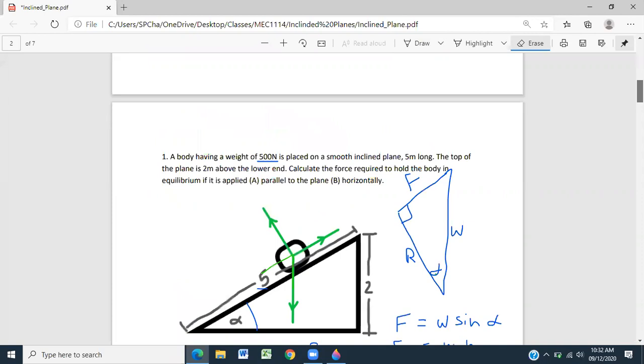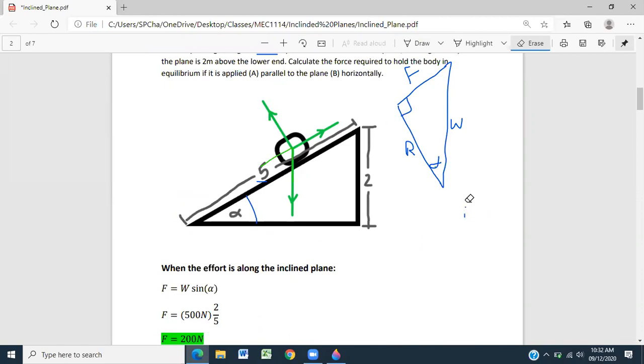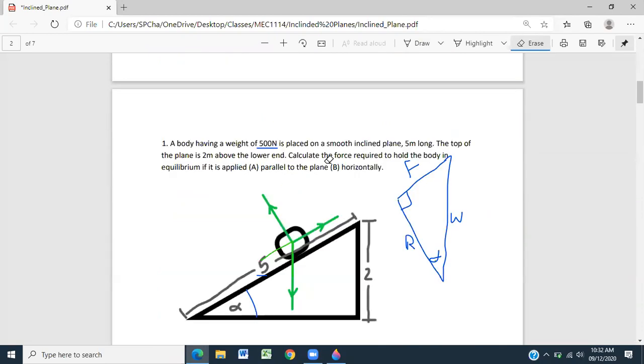And let's work the question. A body having a weight of 500 newtons is placed on a smooth inclined plane, 5 meters long. The top of the plane is 2 meters above the lower end. Calculate the force required to hold the body in equilibrium if it is applied A, parallel to the plane, and B, horizontally.